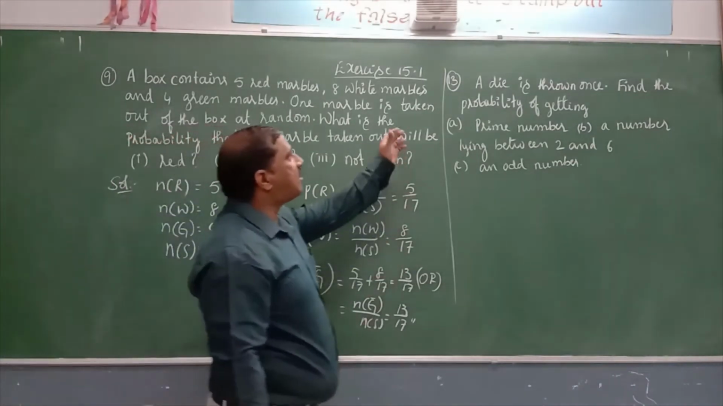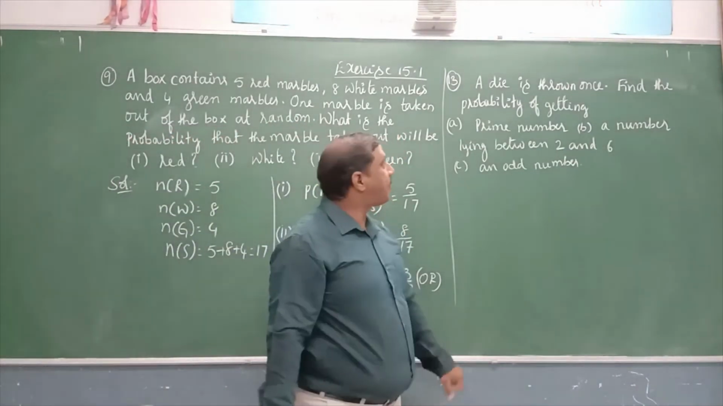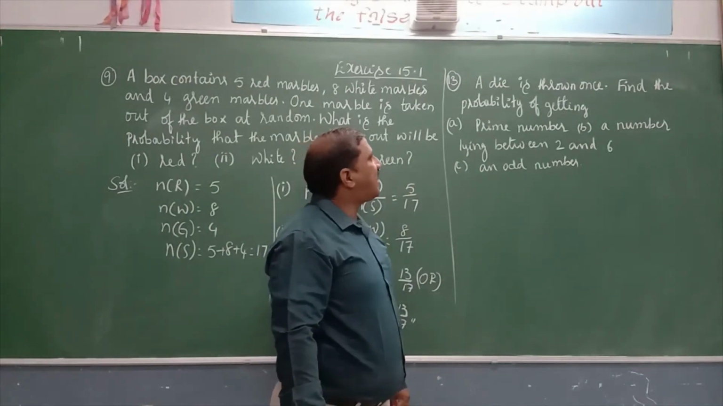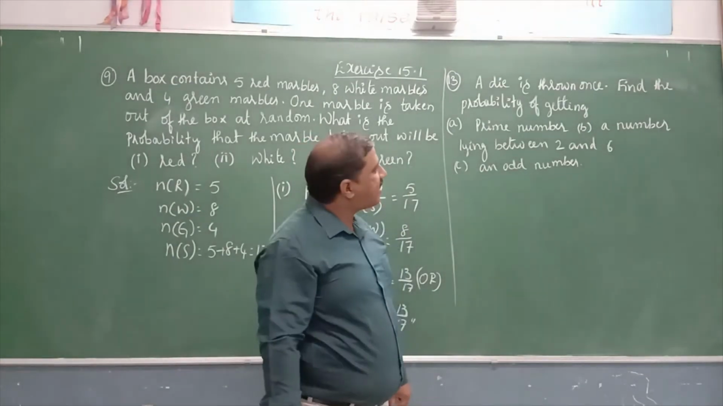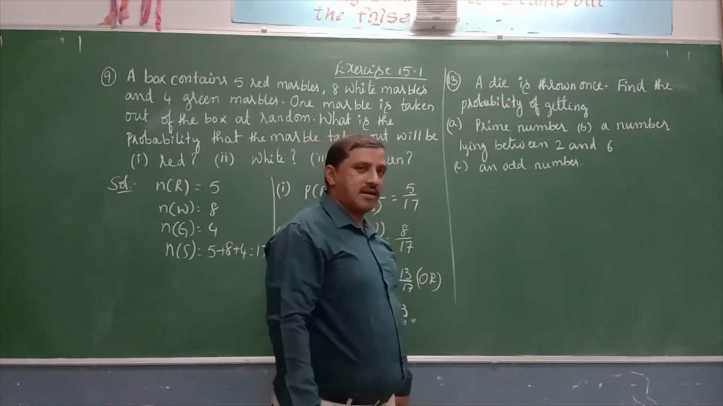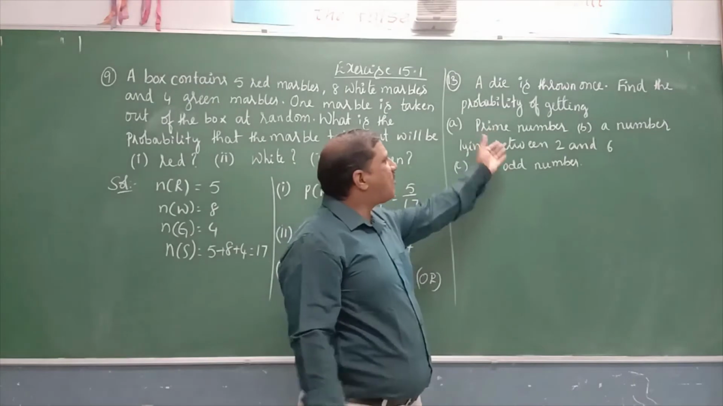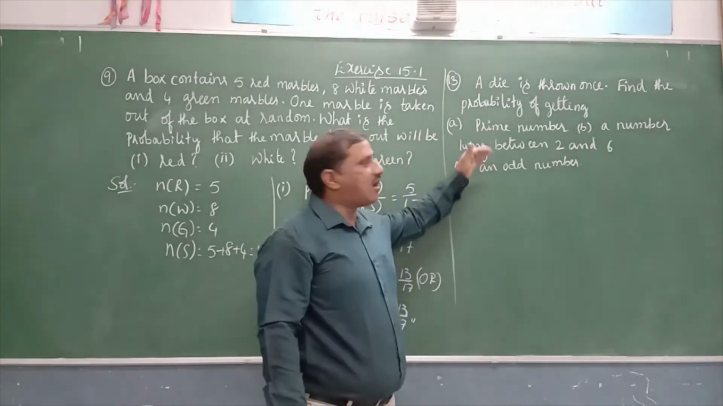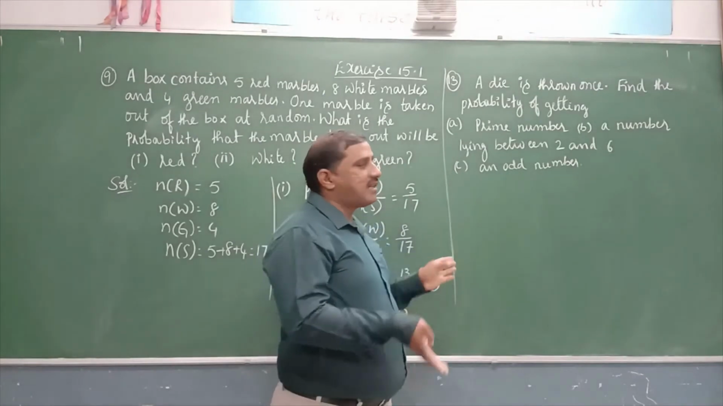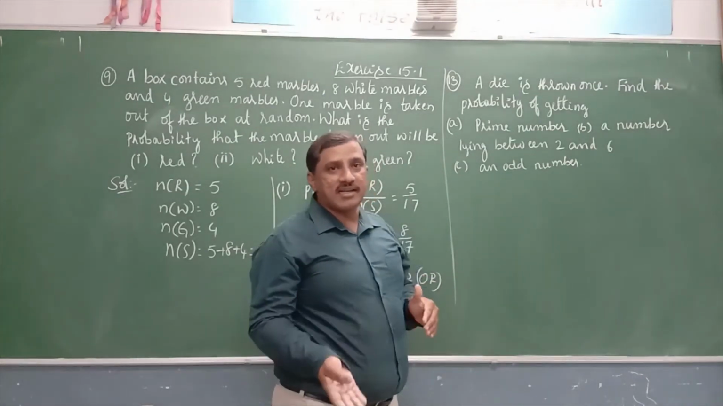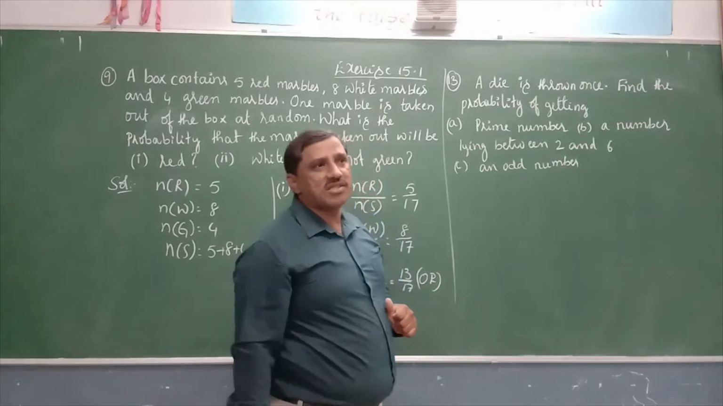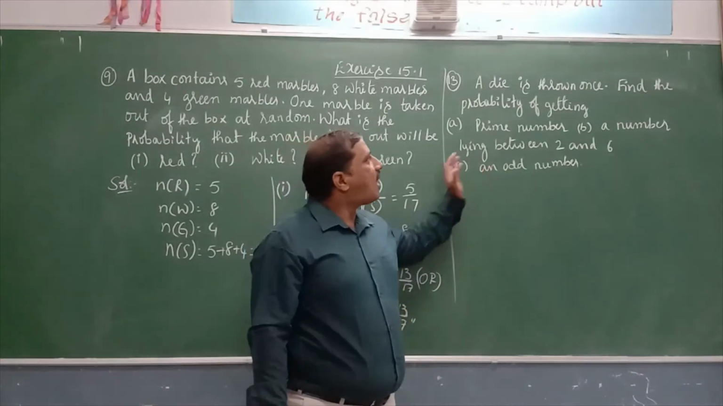Next, the third question is related to a die. A die is thrown once. Find the probability of getting a prime number, a number lying between 2 and 6, an odd number. So as I told, n number of questions can be asked: prime number or composite number, odd number, even number, less than or equal to 6, greater than 6, greater than 1 and less than 6. Like this, n number of questions can be asked here. So how to solve this?